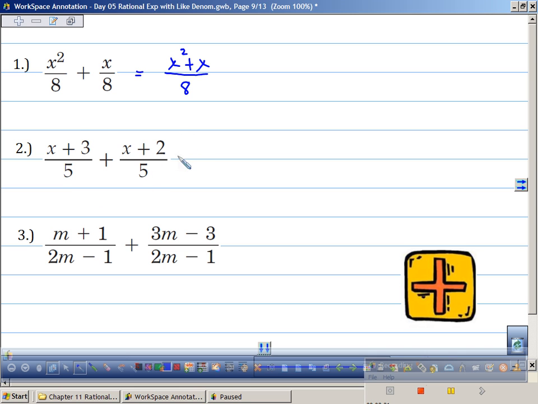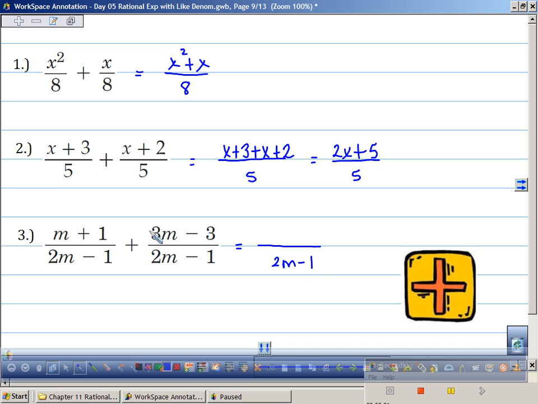These also have a common denominator. So I'm going to keep the denominator of 5 and add the numerator. I have an x, I have a positive 3, I have another x, and I have a positive 2. Let's combine like terms. How many x's do I have? 2 x's plus 5 all over 5. Can I cancel those 5? No, because it's a quantity. I can't cancel those 5. Okay, good job, guys.